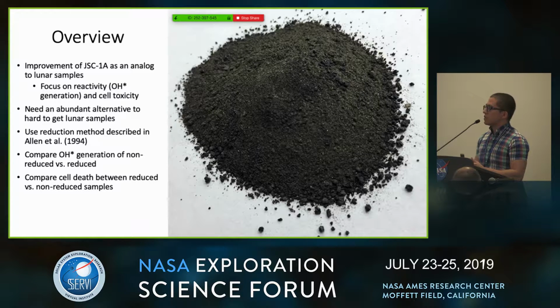And so what we do is we take the JSC1A and we use a simple reduction method described by Allen et al. 1994. And then what we do later is we measure the reactivity or the OH radical generation, I'll talk a little bit about that later, of both the reduced and non-reduced JSC1A. And I also present a little bit of data regarding the cell death caused by reduced and non-reduced JSC1A.